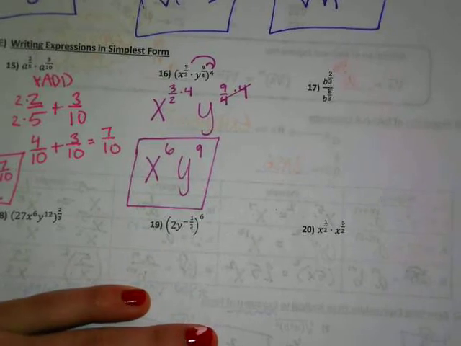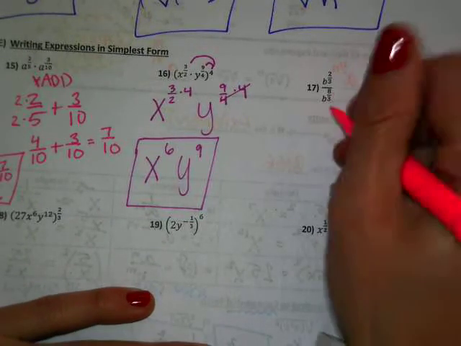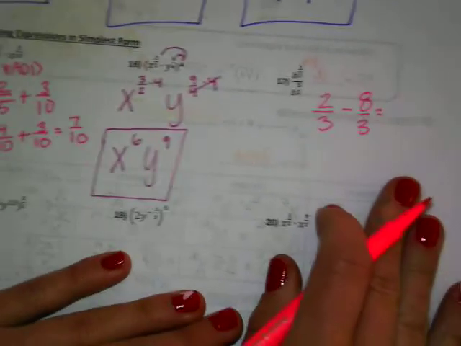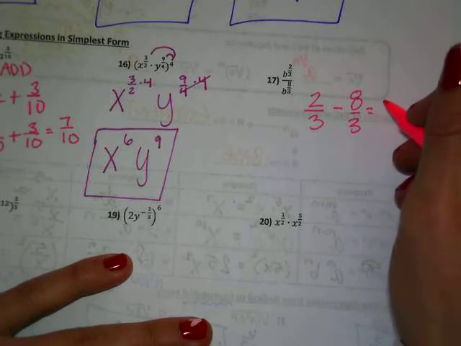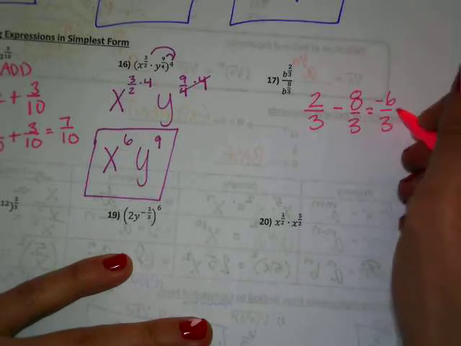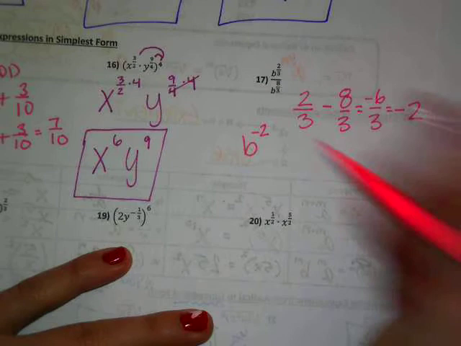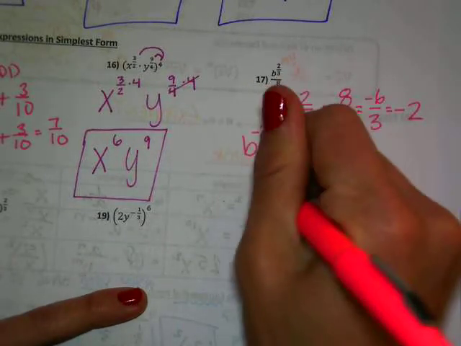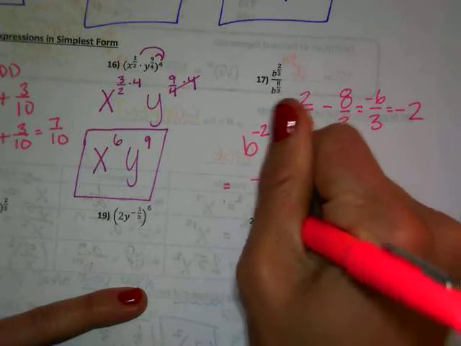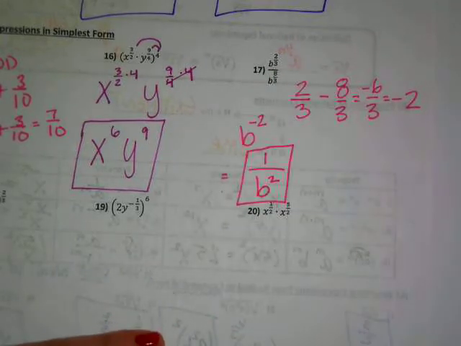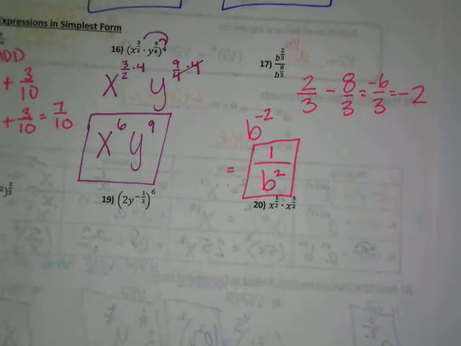Okay. On 17, what do I do to my exponents? Subtract. So 2/3 minus 8/3 is going to be what? -6/3, which reduces to negative 2. So I have b to the negative 2. And I know that negative exponents are going to be moved to the bottom with the understood 1 on top. Where did the 1 come from? You just have to have a filler spot because there's nothing on top once you move this to the bottom.